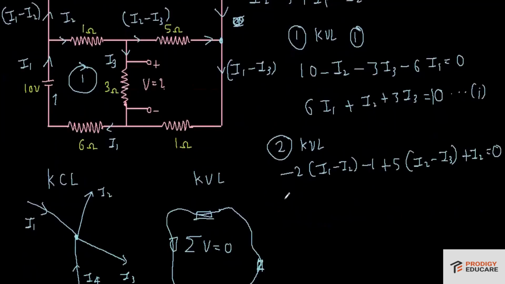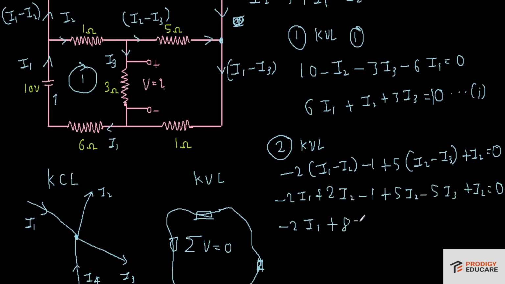So we'll just simply rearrange the terms. I'll get minus 2 times I1 plus 2 times I2 minus I1 plus 5I2 minus 5I3 plus I2 is equal to 0. Now I'll just simply rearrange the terms. What I'm getting is minus 2 times I1, then I have a total plus 8 times I2, then I have minus 5 times I3. This is equal to 1. This minus 1 I will take in that direction. So this becomes our equation 2.